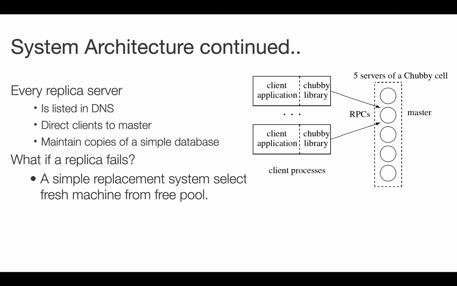More on system architecture. What if a replica fails? If a replica fails and doesn't recover for a few hours, a replacement system selects a fresh machine from a free pool and starts the lock server binary on it. It updates the DNS table, replacing the IP address of the failed replica with that of the new one. The current master polls the DNS periodically and eventually notices the change. It then updates the change.